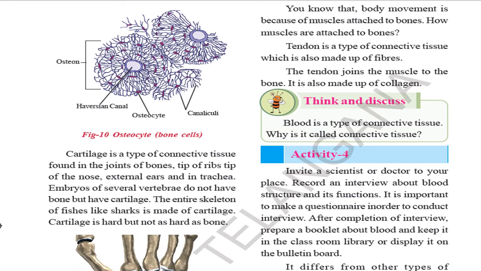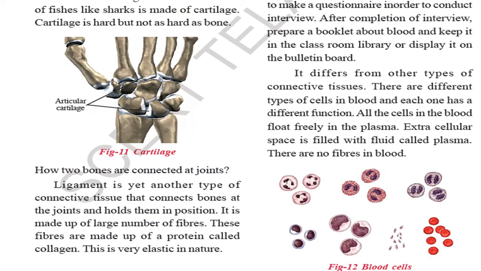Cartilage is hard, not as hard as bone. Articular cartilage, you can see here in the diagram, how two bones are connected at joints. Ligament is yet another type of connective tissue that connects bones at the joints and holds them in position. It is made up of a large number of fibers. These fibers are made up of a protein called collagen. This is very elastic in nature.